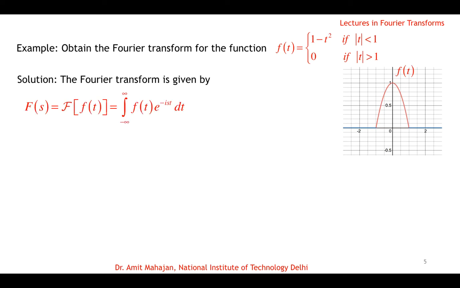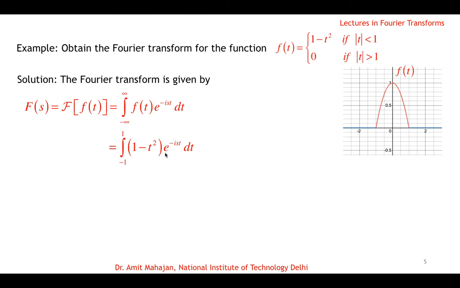By definition, the Fourier transform of a function is the integral from minus infinity to infinity of f(t) e raised to power minus iota s t dt, and this we write as a function F(s). Because of the given function, we can break the integral from minus infinity to infinity into the sum of three integrals: minus infinity to minus 1, minus 1 to 1, and 1 to infinity. The function is only non-zero in the minus 1 to 1 integral, so this can be written as the integral from minus 1 to 1 of 1 minus t square times the exponential dt, and the other two integrals will be 0. So we can solve this.